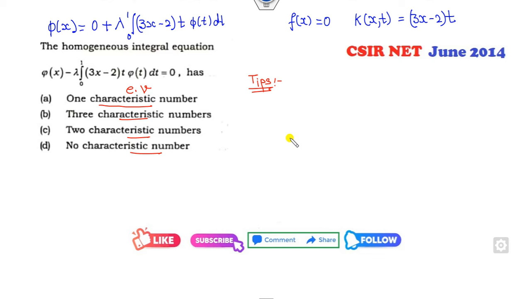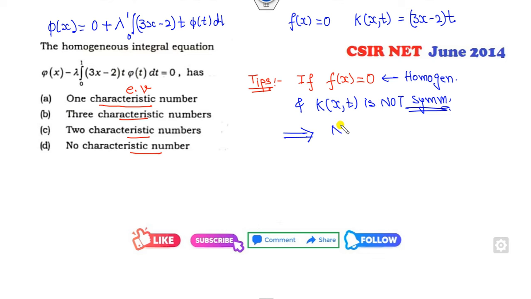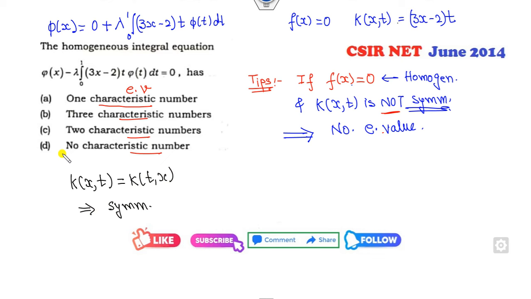Okay, one tip for you. If f(x) is 0, that means the equation is homogeneous. Fine, then if f(x) is 0 and kernel K(x, t) is not symmetric, then it has no eigenvalue. Fine. So the first condition is satisfied. Check whether K(x, t) is equal to K(t, x). If this happens, that means it is symmetric. But clearly in this case, it is not true. That means it is not symmetric. It means it has no eigenvalue. It means it has no characteristic numbers. This is the first shortcut trick that I give you directly.